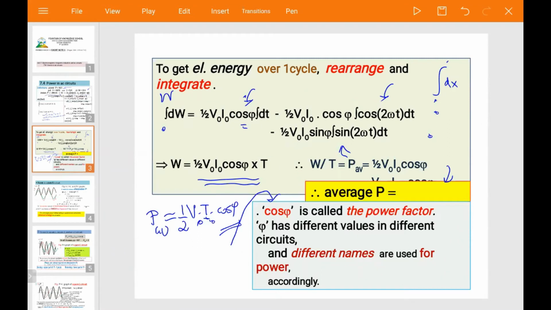It's your turn to answer two simple questions. How much is the power factor in a pure L circuit where you have only an inductor? How much is the power factor?